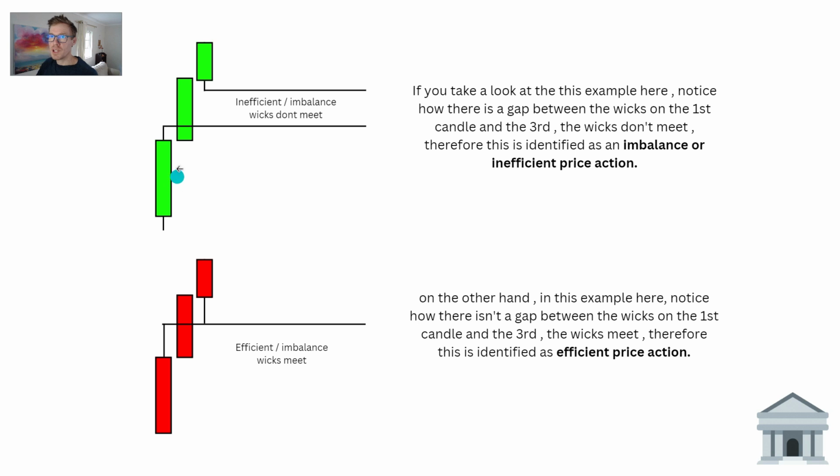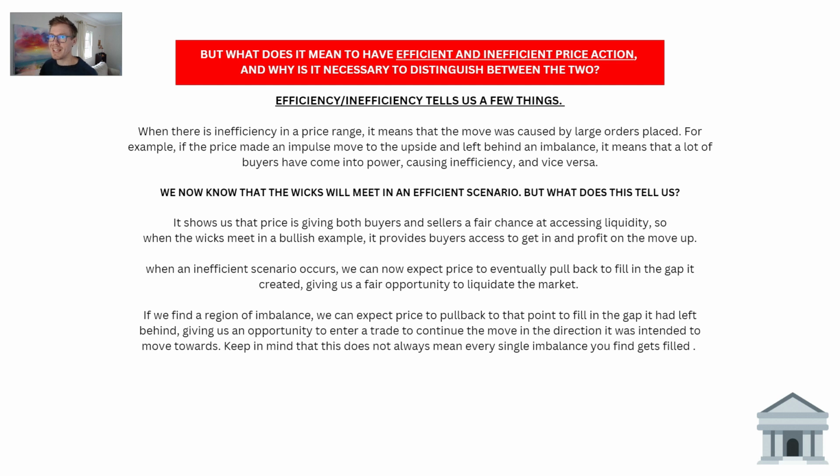Price moves with velocity up and it creates this gap between the wicks. This is an inefficient market, or an imbalance, or fair value gap. These become excellent targets or entry points. On the other hand, we've got the efficient, where you can see the wicks close the gap, which is an efficient market. Why is it important to distinguish between efficient and inefficient market structure?